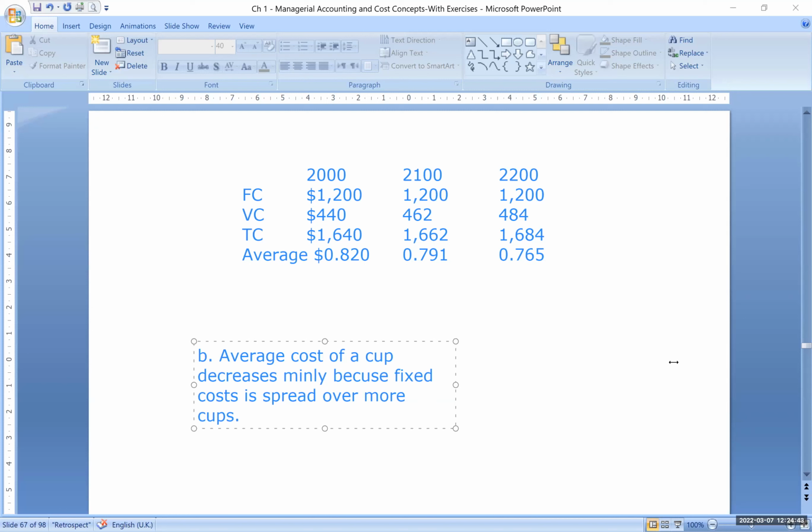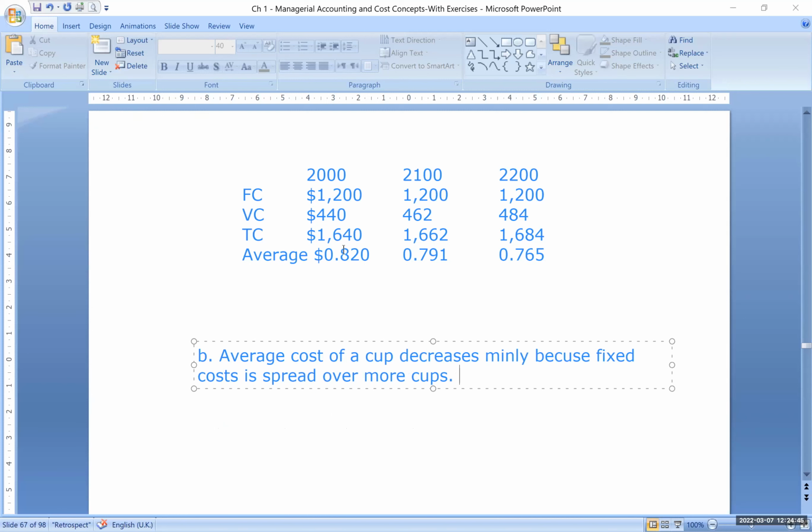Be careful that the variable cost per one is constant. So the key here is the fixed cost. The fixed cost is divided or distributed over more cups of coffee. Okay. This was for exercise 1.4.